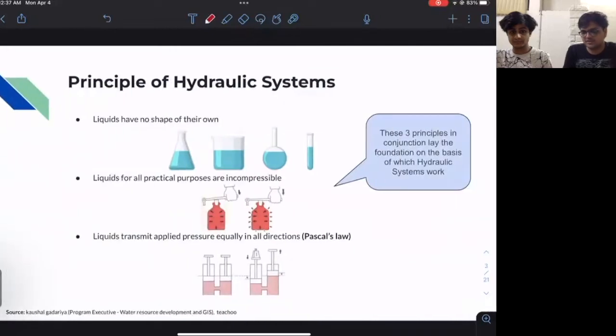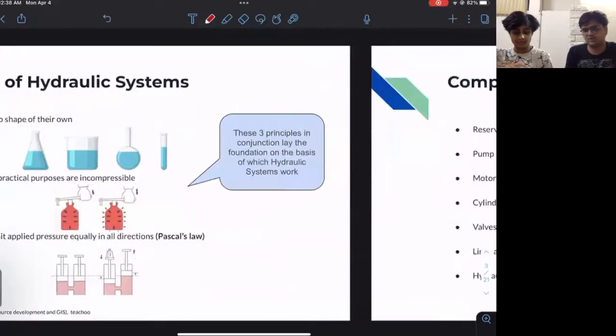Coming to the principles of hydraulic systems, first, liquids have no shape of their own. Second, liquids for all purposes are incompressible. And third, liquids transmit applied pressure equally in all directions, which is basically Pascal's law. Parth will take over from here.